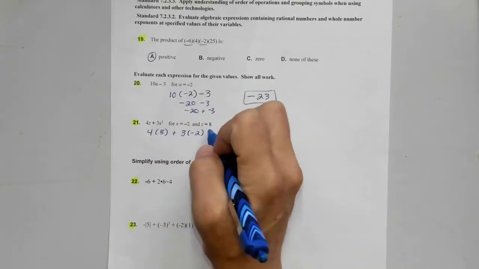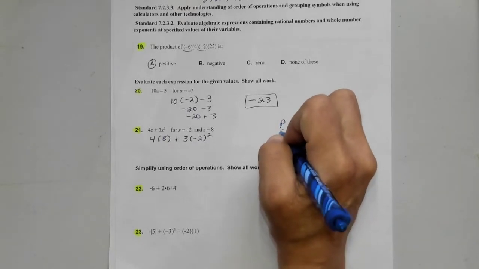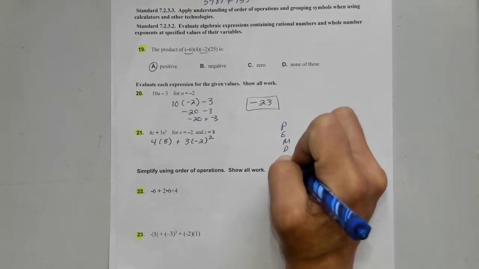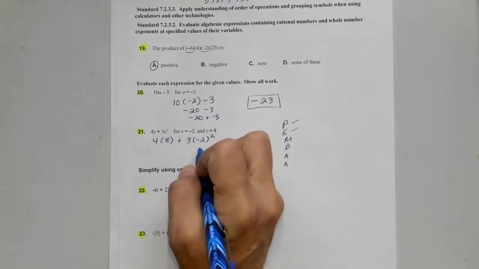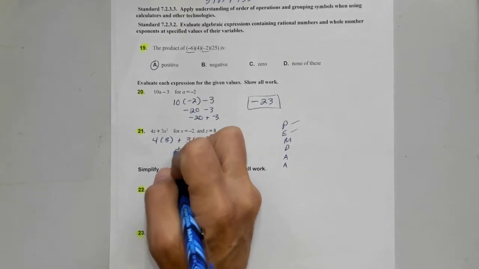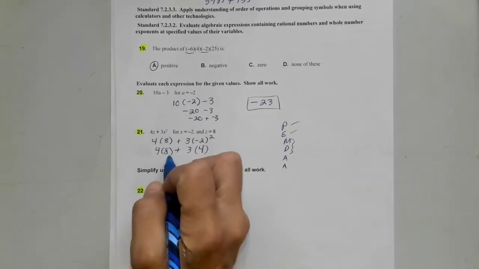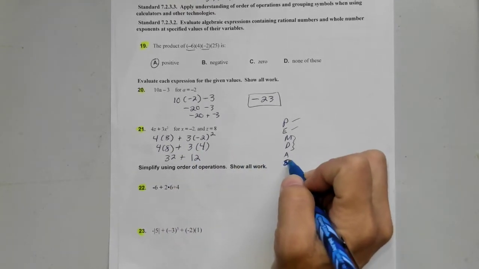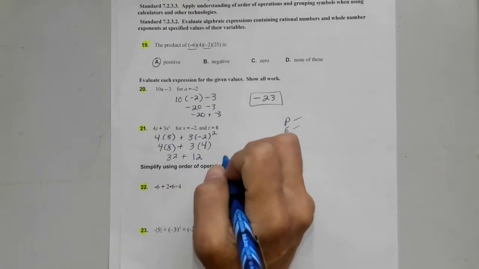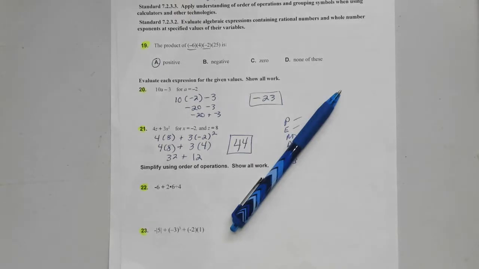And then I'm going to replace the x with a negative 2, and we have to square it. Okay, PEMDAS says do parentheses first. Well, we don't have any parentheses. Then we're supposed to do exponents. I do see a negative 2 squared. Negative 2 times negative 2 is 4. And then it says multiplication and division from left to right. Well, 4 times 8 is 32. 3 times 4 is 12. And then I do addition and subtraction from left to right. And 32 and 12 makes what? 44. Okay, I'm going to have to stop this and do another recording so that you guys get all the answers.